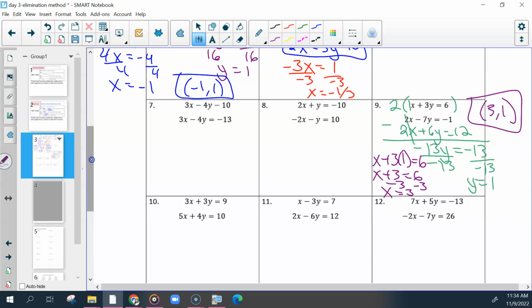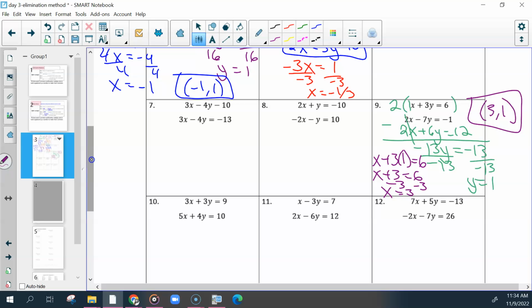Did how we get to the elimination process make sense? Yes, no, maybe. I see some yeses. Because you will need to be able to do that, and notice that I have to change this before I can eliminate.